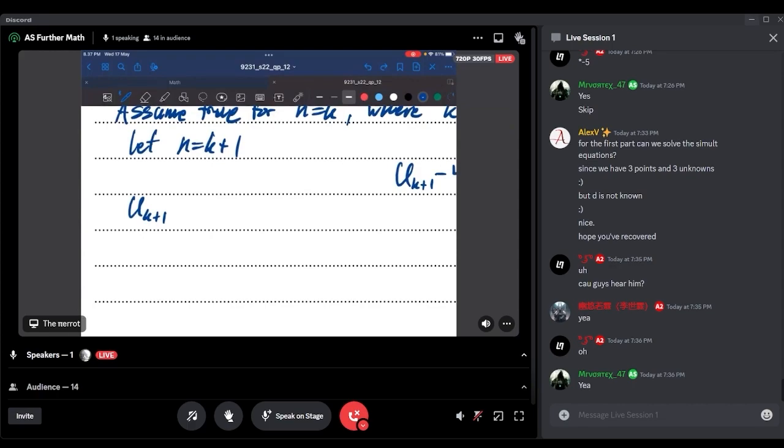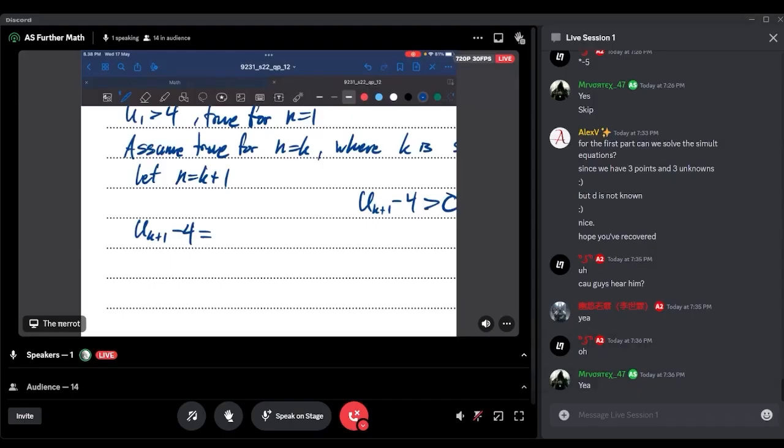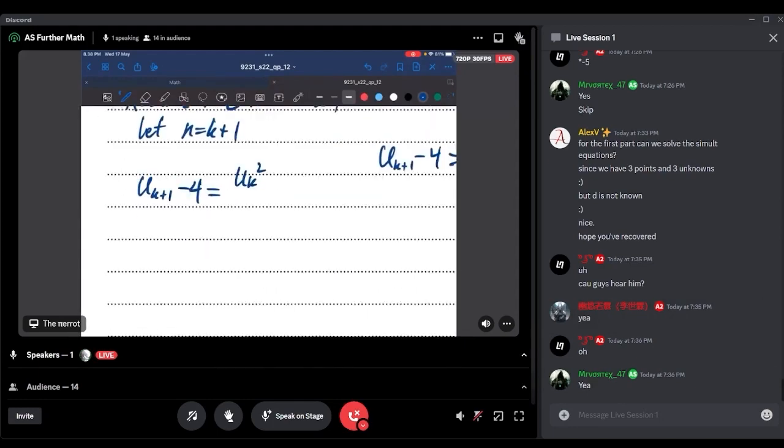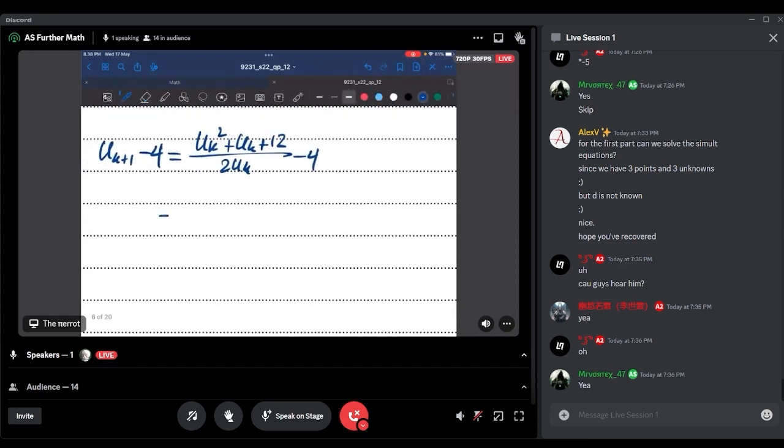By definition, we're already given the recursive definition of the sequence, so we can just copy it: (uk squared plus uk plus 12) all over (2uk) minus 4. Now you can combine the fraction together. So you have uk squared, minus 8uk, minus 7uk... plus 12, over 2uk.